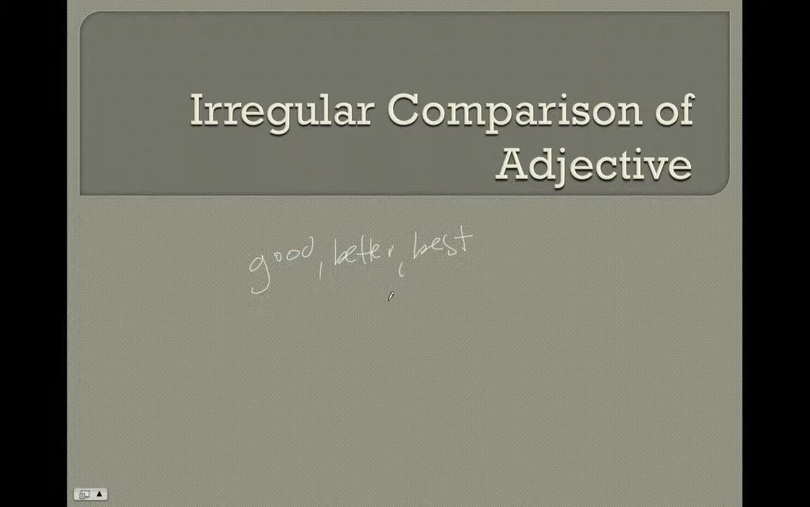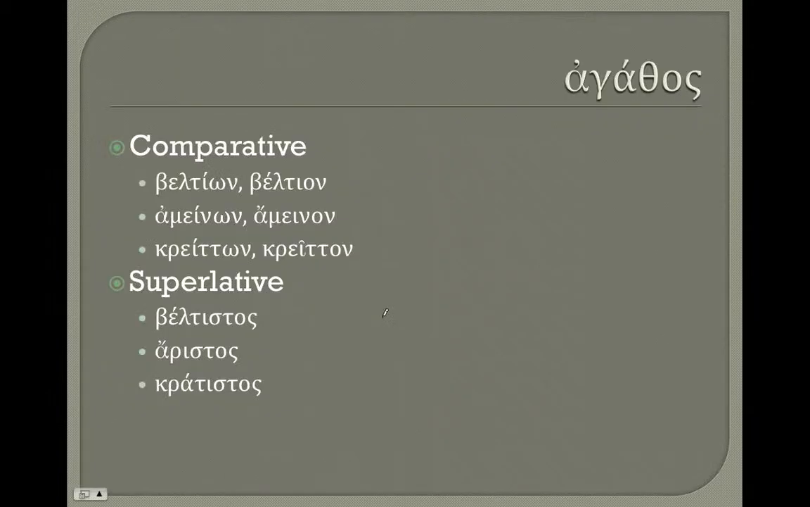I'm not going to list all of them here. You'll have to go to your textbook and memorize from the textbook, but I want to point out a couple of patterns anyway. The first that we'll look at is agathos, good. There are actually three different ways to compare agathos in Greek. The first is simply beltion. Notice this is a two termination adjective, so we have a masculine, feminine, and a neuter. And this is our better, very generically speaking. Just simply better.